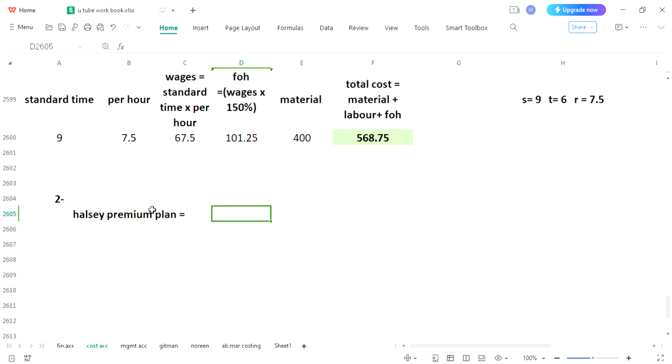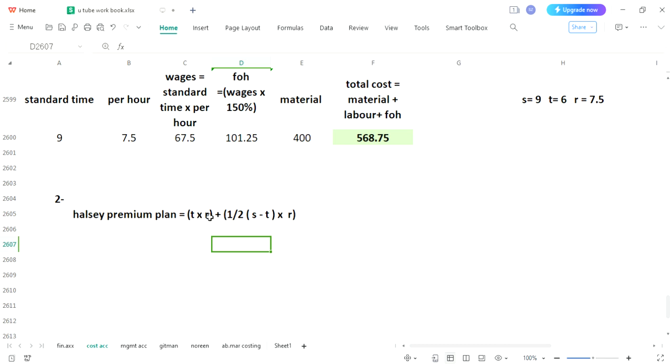Now let's describe its formula. You will be taking small t, time taken. Okay, this is your formula, and you can see time taken multiplied by small r, plus 1 over 2 times (s minus t), and then multiply by r. Now let's put in the amounts. These amounts are inputs from the question, so we don't have to go to the question to see them again. Standard time 9, time taken 6, and rate is 7.5.